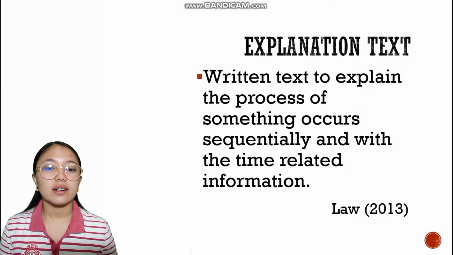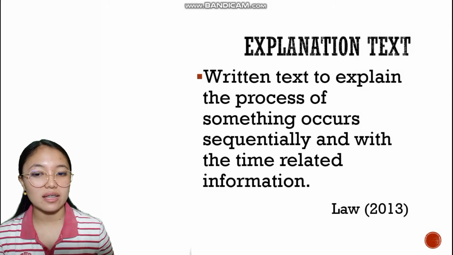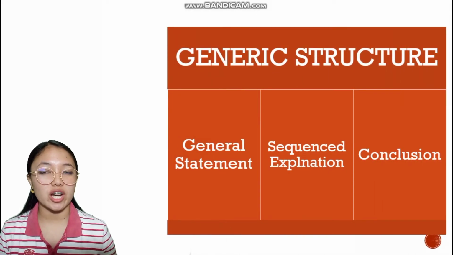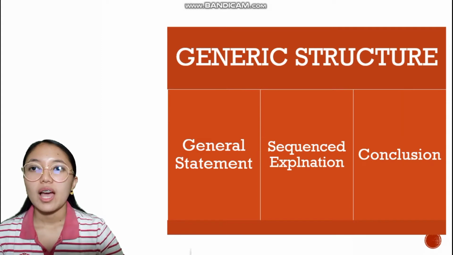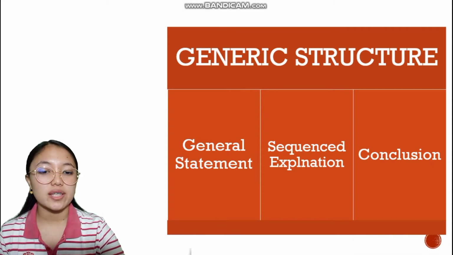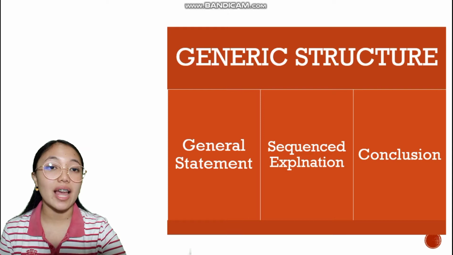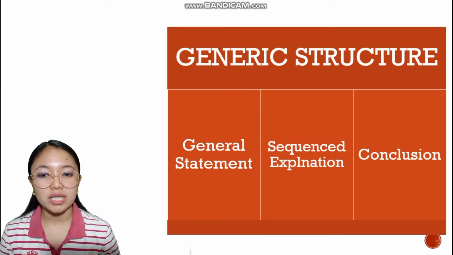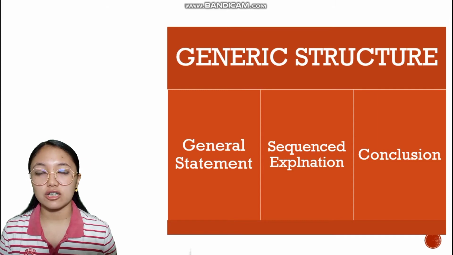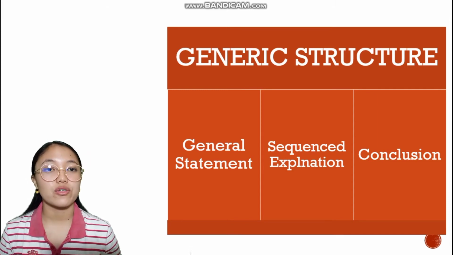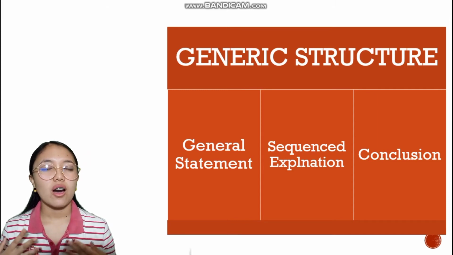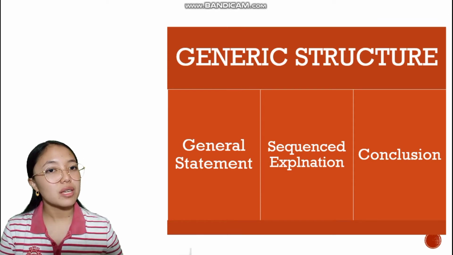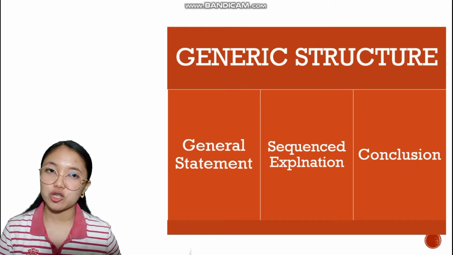Okay, explanation text has three generic structures. The first one is general statement. The next is sequence explanations, and the last is conclusion. The general statement includes the introduction of the topic or the introduction of the process that will be explained.